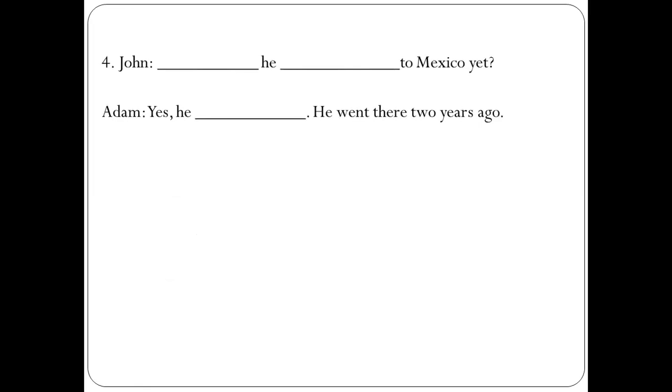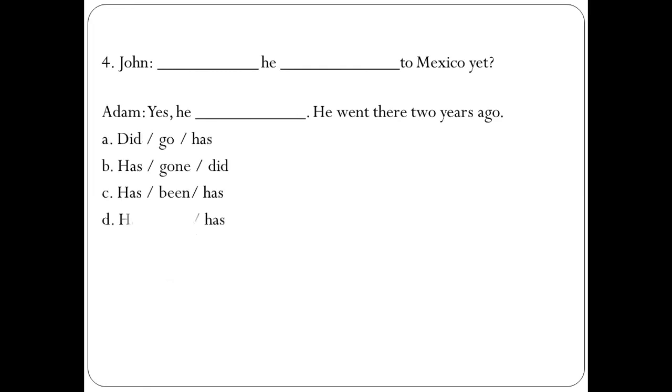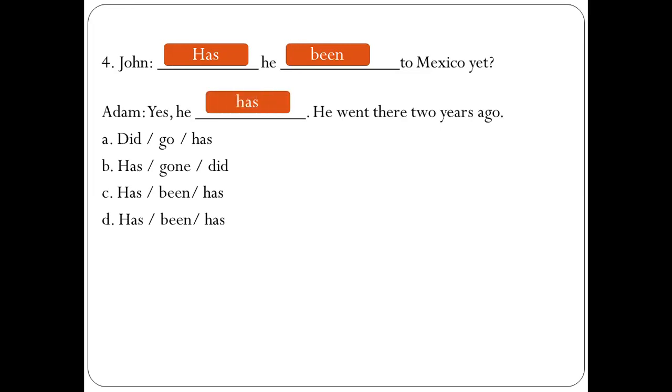Fantastic. Number 4. John: he blanked to Mexico yet? Adam: yes, he blanked. He went there 2 years ago. Can you choose your answer? So this is a yes or no question. So you will say, has he been to Mexico yet? So has he been to Mexico yet? Yes, he has. He went there 2 years ago.